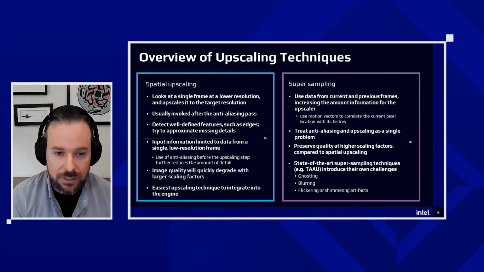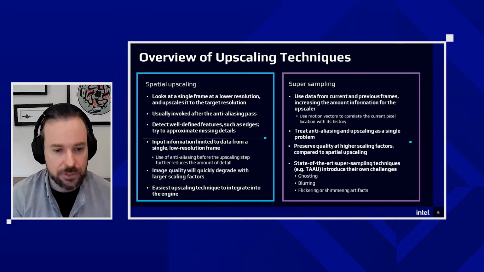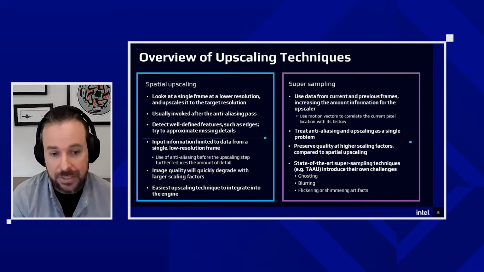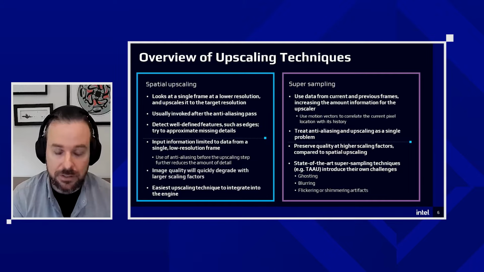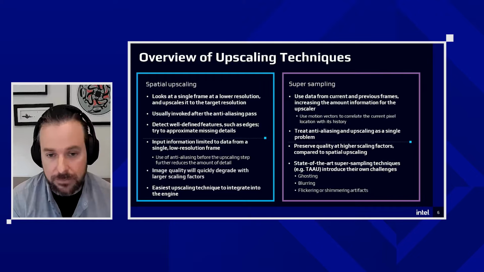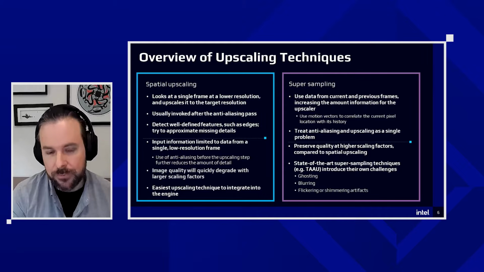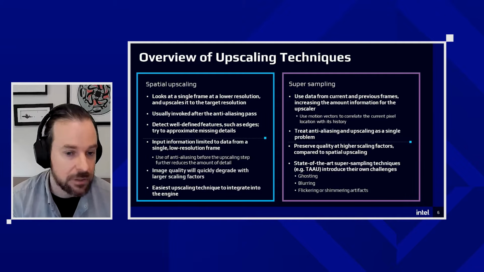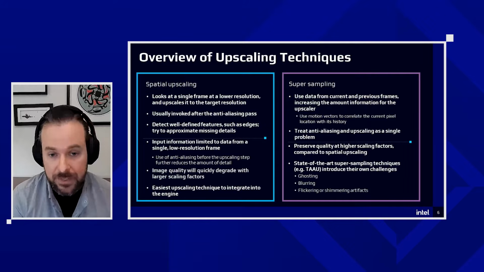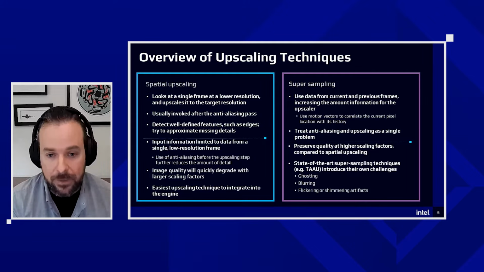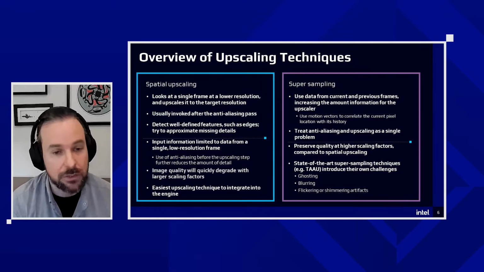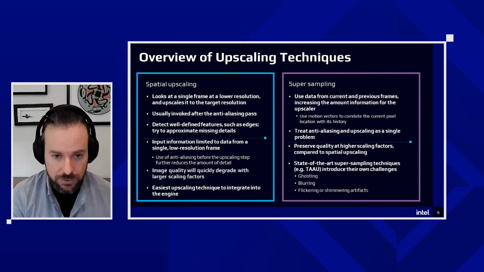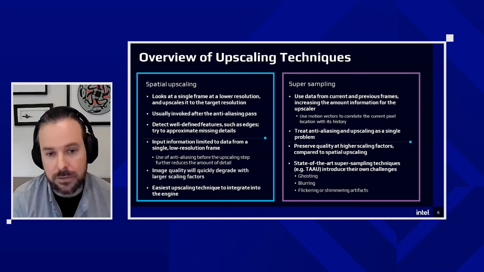The problem with this technique is that it works with a limited amount of information. It's just one frame that's low resolution. And to add to that, it's usually after the anti-aliasing pass, which further reduces the amount of detail. So you can imagine a situation where you have just a couple pixels on the screen, and just based on this one image, it's hard to say if this is a wire, a line, or just separate pixels. And that's why the quality of these techniques, spatial upscaling techniques, quickly degrades with the scaling factor. If you have an aggressive scaling factor, you will quickly see a decrease in the quality. The upside is that just because they just use one image, it's quite easy to integrate them into the engine.